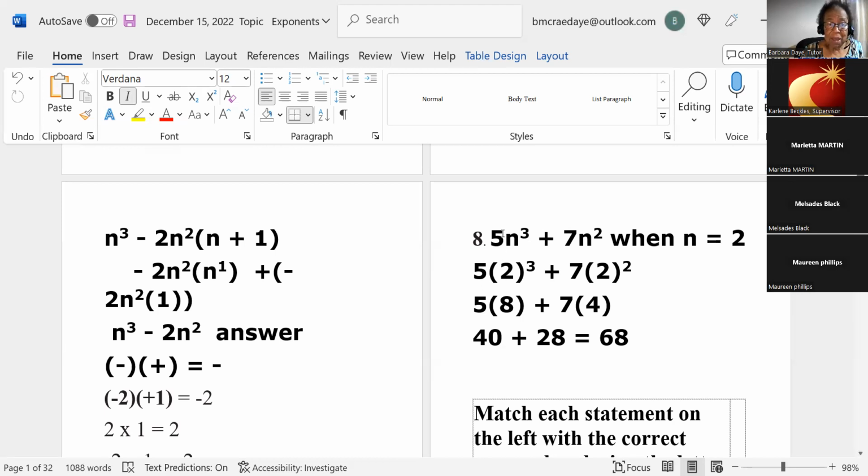So that's why when you substitute, put them in parentheses. That keeps you from making the error. Put the value of the variable, 2, and raise it to the third power. Put it again right here, raise it to the second power. Then expand it. 2 times 2 times 2, that's 8. 2 times 2 is 4, and then multiply. Is that clear, Mercedes? You got it now?